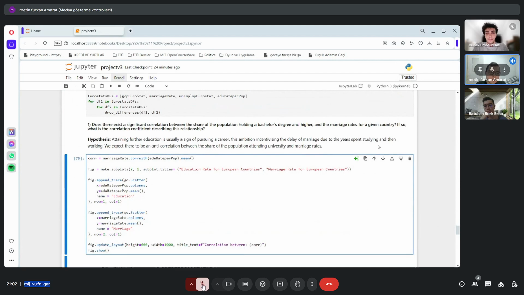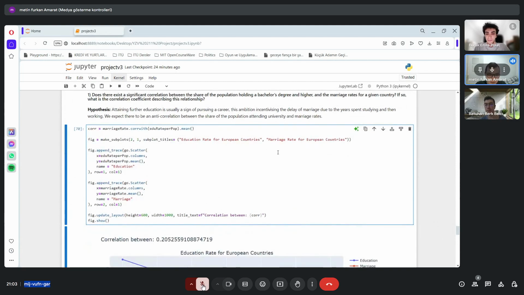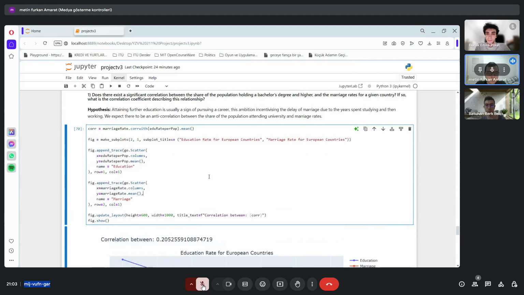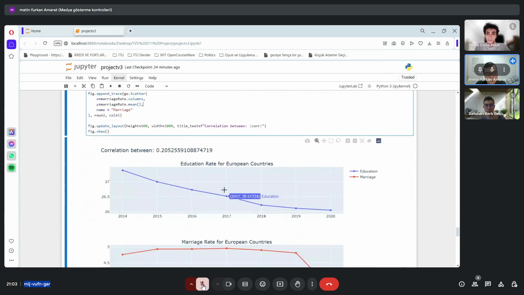So the first one is: is there a significant correlation between the share of population holding a bachelor's degree and higher and the marriage rates per given country? If so, what is the correlation coefficient that describes this relationship? We basically expect there to be an anti-correlation in this case because as the rate of the population that acquires a university degree gets higher, this is basically a sign of young people focusing more on their careers and work. And we basically expect there to be an inverse relationship.